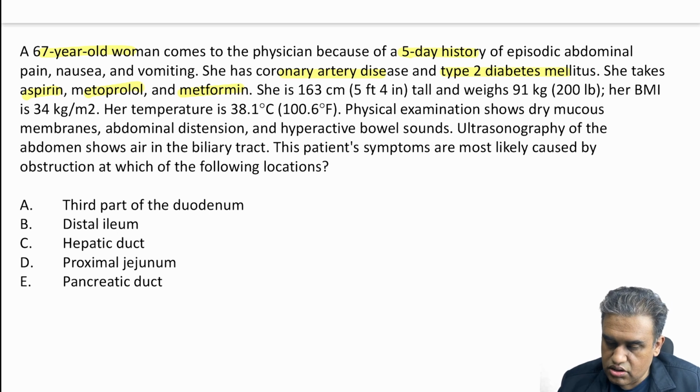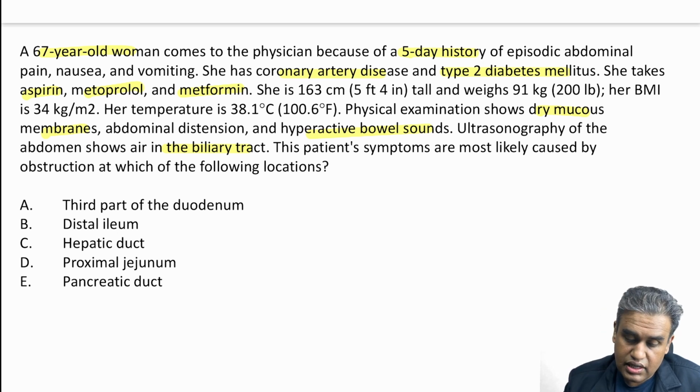She is 5'4" tall and weighs around 91 kgs. Her BMI is 34, which is on the higher side, obviously. Temperature is 100.6. Fair enough. The physical examination shows a dry mucous membrane, abdominal distension, and hyperactive bowel sounds. Ultrasound of the abdomen shows air in the biliary tract. This patient's symptoms are most likely caused by obstruction at which of the following locations?